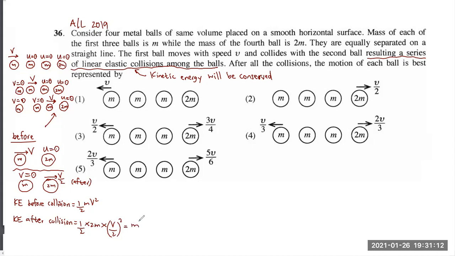We will be getting mv squared by 4. Here it is mv squared by 2. Hope you can understand. Here it is mv squared by 2 before collision. Only m is moving at velocity v. After collision, 2m is traveling at velocity v by 2.